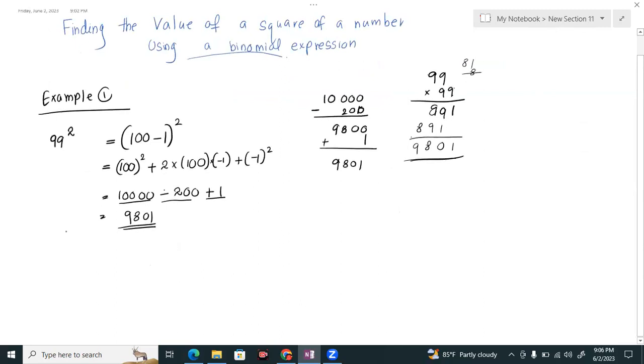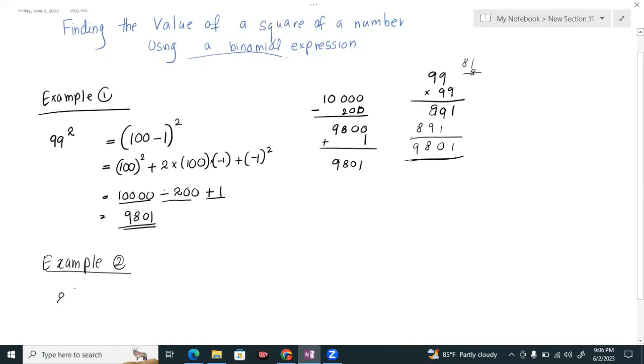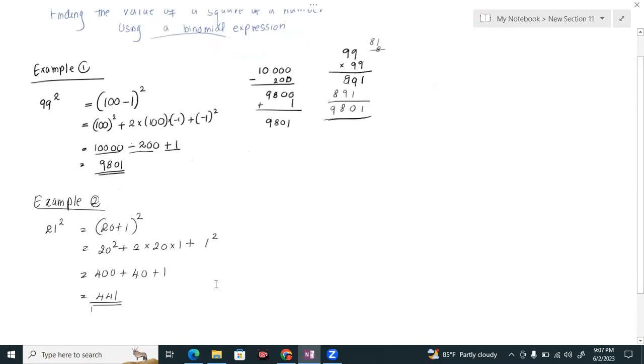But actually when you are asked to find the answer by taking the square of a binomial expression, you have to use one of these methods, okay? Second one. When you have to find the value of 21 squared using square of binomial expression, then we have to take 21 as 20 add 1, squared. Then 20 squared add 2 times 20 into 1 add 1 squared. 20 squared is 400. Add 2 times 20, which is 40. Add 1. Then the answer is 441. Okay, write these 2 examples.